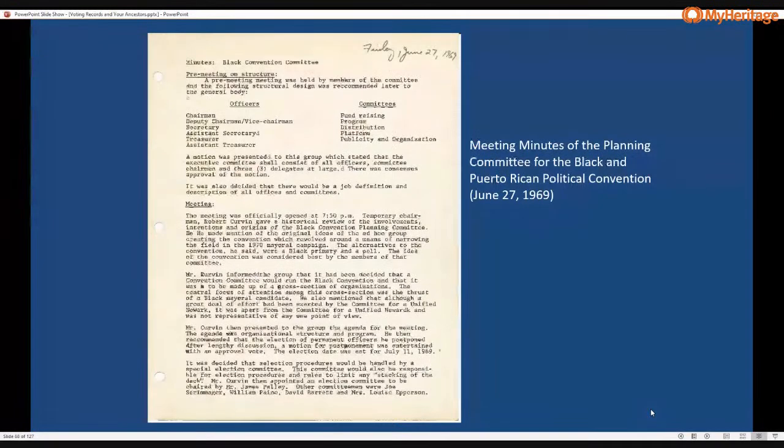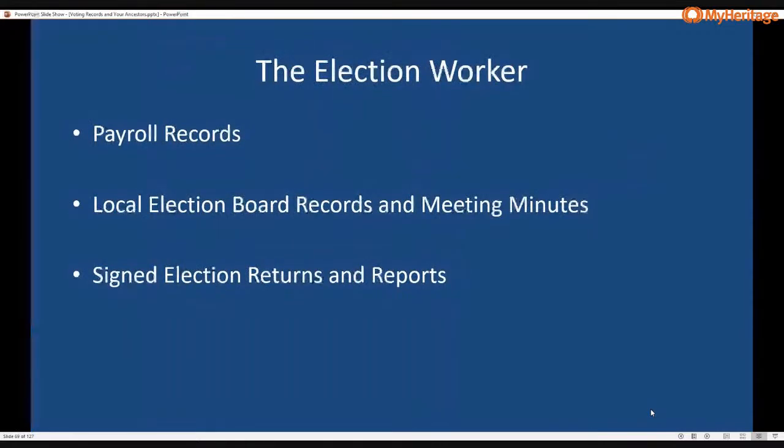Here are some meeting minutes of the planning committee for the Black and Puerto Rican political convention from June the 27th, 1969. Again, it lists their officers, it lists their committees, and it lists the business that they took care of. These meeting minutes can be really rich with information, not only local information, but it lists people. It lists what they did, and it lists what maybe they had a problem with, the election board or this particular board, and it was put into the minutes. So great information to add to our ancestor story.